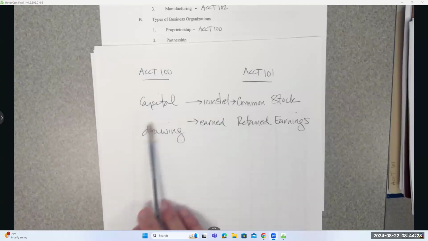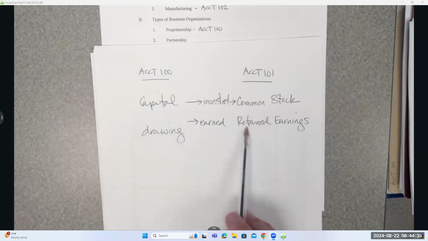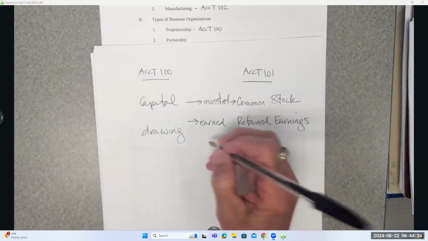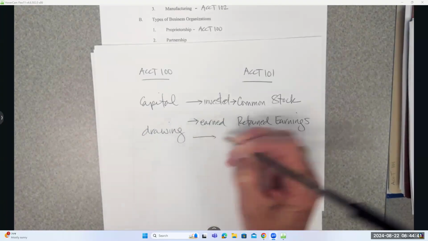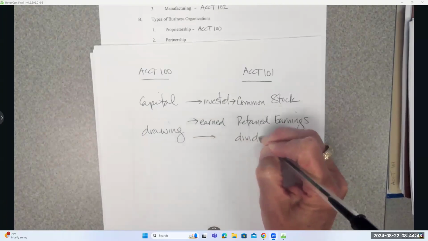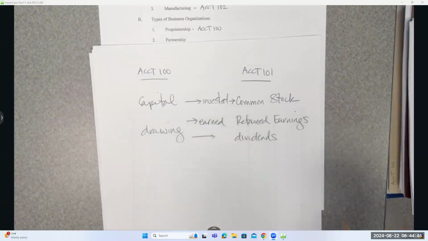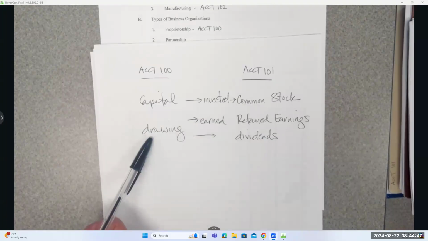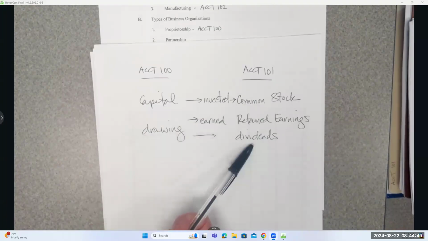And then the drawing was money paid out. Well, we're still going to do that. The corporation will still earn revenue. What it does not retain into the business as equity will be paid out to the owners, and that is called dividends. So just a name change. Money paid out of the company to the owners. Just a name change.